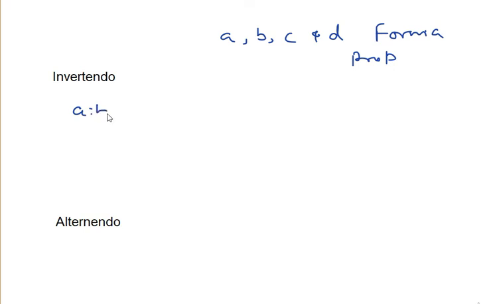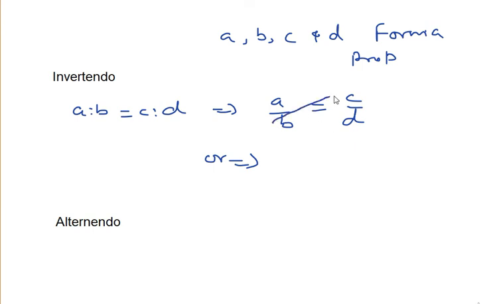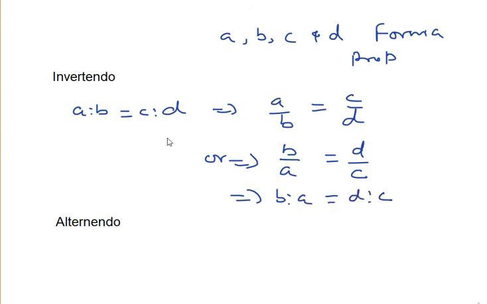Since we have A ratio B is equal to C ratio D, it can be written as A upon B is equal to C upon D, or we can interchange over here, invertendo. We can write here B upon A is equal to D upon C, invertendo. So it will give B ratio A will equal to D ratio C. This result is clear to you.